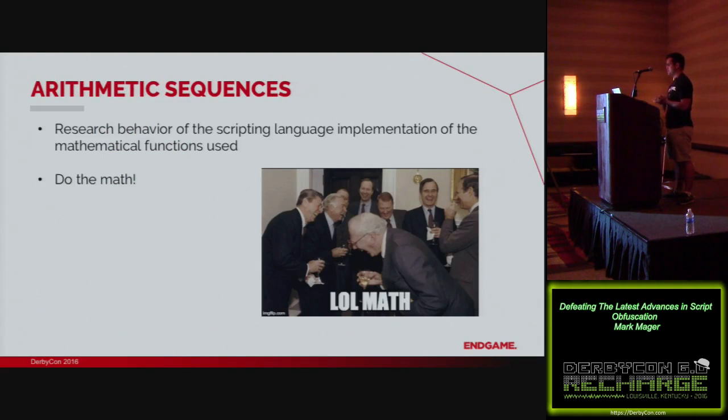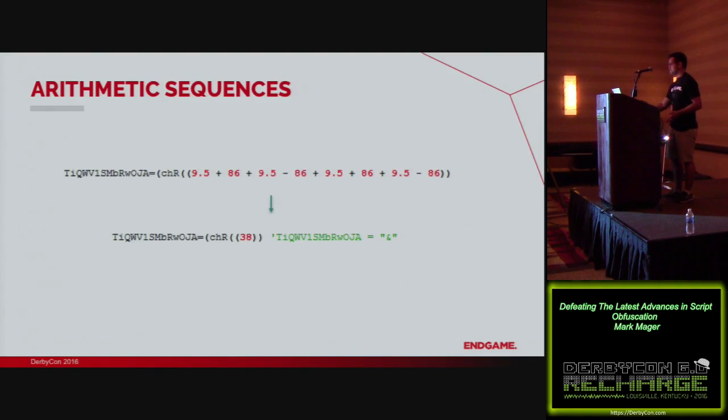Arithmetic sequences. When it comes to hard-coded numeric values, obfuscators may employ very simple arithmetic to thwart reverse engineers. Other than doing the actual math, it's definitely important to research the exact behavior of the scripting language implementation of the mathematical functions that are used. In this example, a sequence of numbers that are added and subtracted are passed into the ASCII character function, which expects an integer value in the ASCII range. If you do the actual math, you'll find the 86s in the sequence cancel each other out and result in 0, while the 9.5s add up to 38. When 38 is passed into the character function, that results in an ampersand.